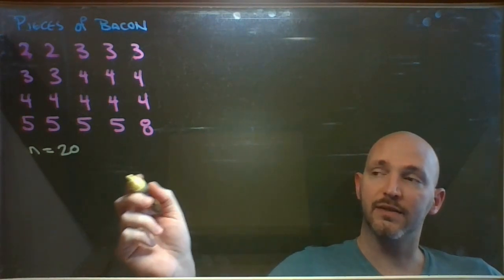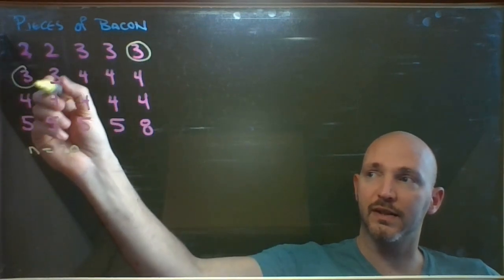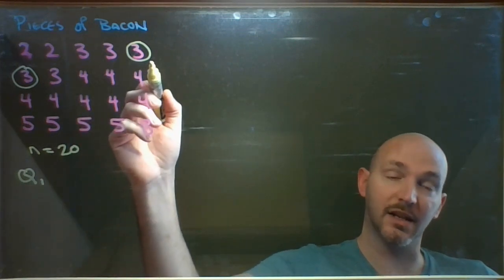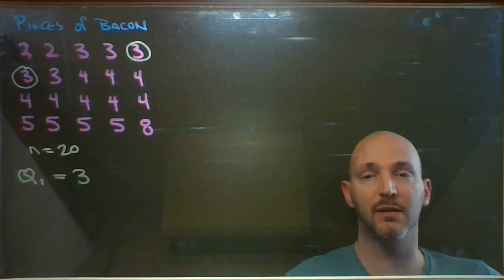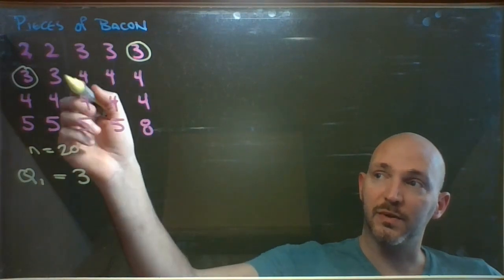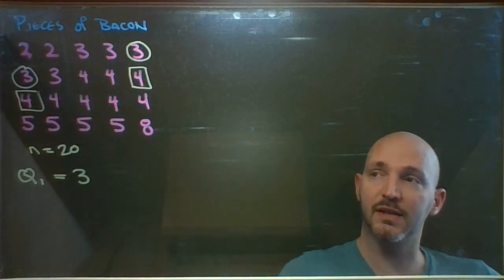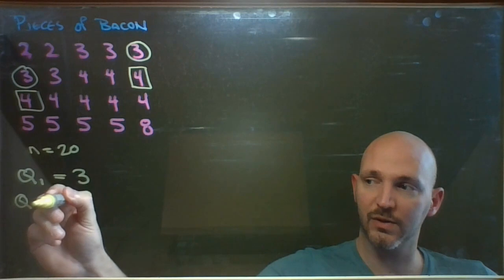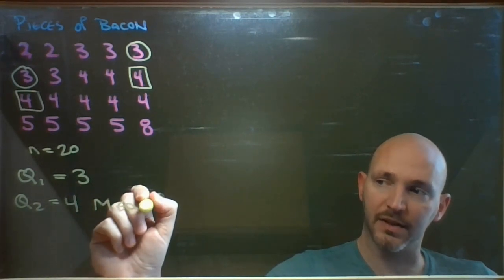All right, so 20 divides evenly by 4, so Q1 is going to be between the 5th and the 6th data points. Here I can see that the number halfway between 3 and 3 is 3. So my first quartile boundary is going to be 3. Second quartile boundary will be between the 10th and the 11th point. In this particular set, halfway between 4 and 4 would be 4, so that's Q2. We also call Q2 the median, so I'm just going to label that in like that.